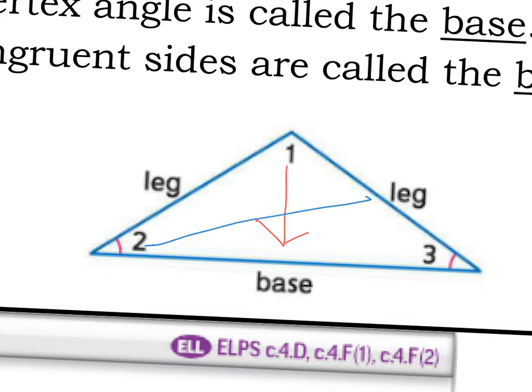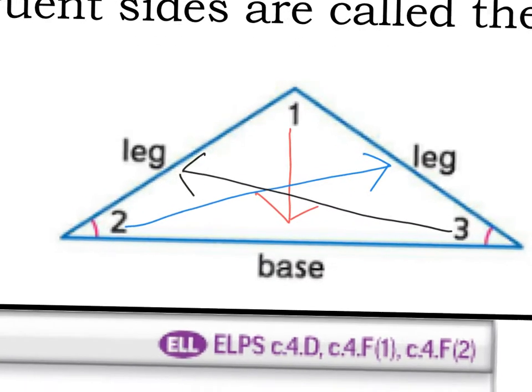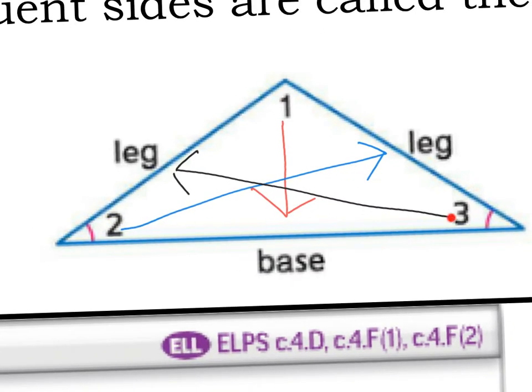It may sound obvious. It may sound confusing. I don't know. So I just want to be clear. Like the side that's opposite of angle 2 is that leg that I'm pointing to right there, and the side that's opposite of angle 3 is this leg right there. So these angles right here at the bottom are going to be called your base angles because they are adjacent to the base, they're touching the base, they're not the vertex angle.